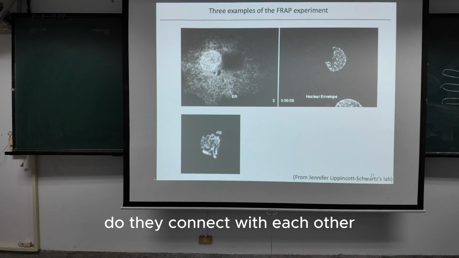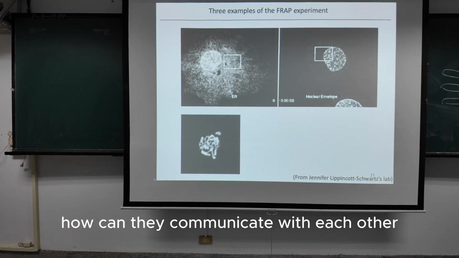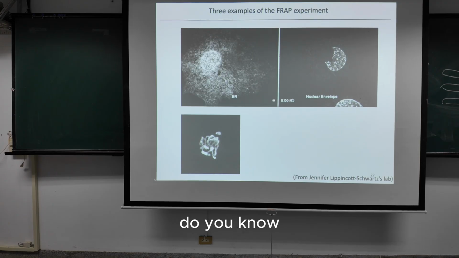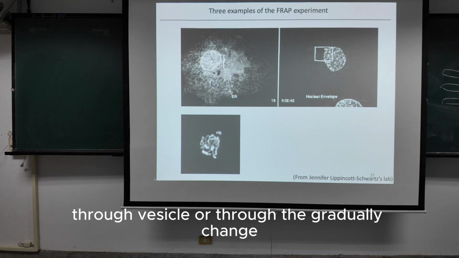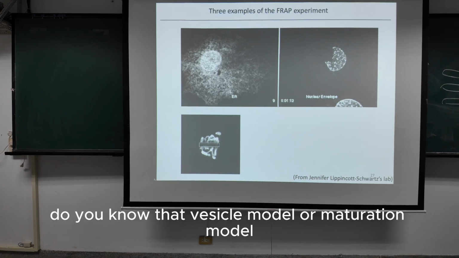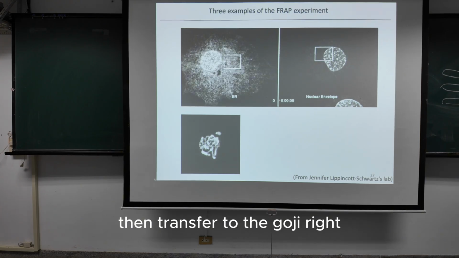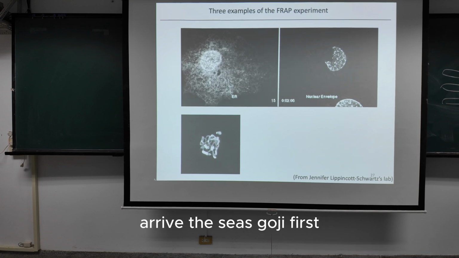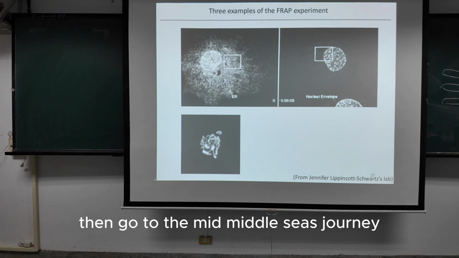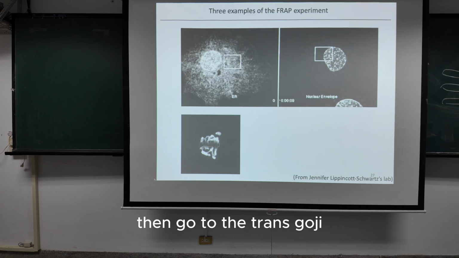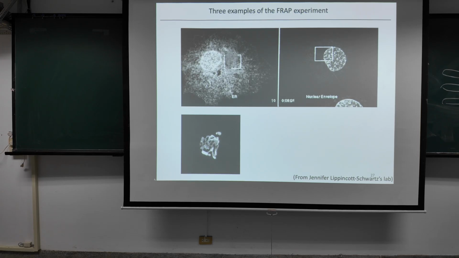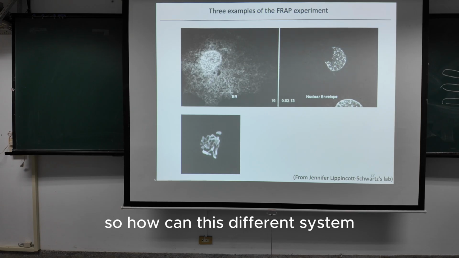Do they connect with each other? How can they communicate with each other? Do you know? Through vesicles, or through a gradual change, the maturation model. Do you know that? Vesicle model or maturation model? The protein needs to be synthesized in the ER, then transferred to the Golgi, right? They will arrive at the cis Golgi first, then go to the middle cisternae, then go to the trans Golgi, then go to the destination. So how can these different cisternae communicate with each other?